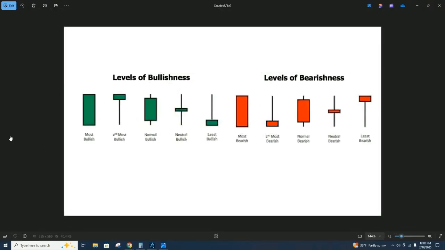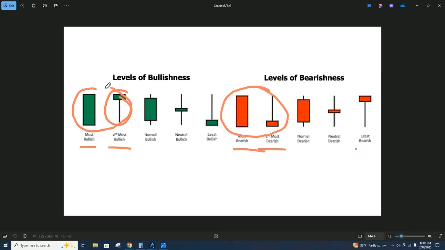There are many different types of candles. The ones we're going to be talking about today are our favorite, which are the engulfing candles. This one is actually a Marubozu, because there is no shadow above or below, but we'll be talking about these and we'll be talking about hammers. So you can see here most bullish, second most bullish, most bearish, second most bearish. These are the candles we're going to be talking about today.